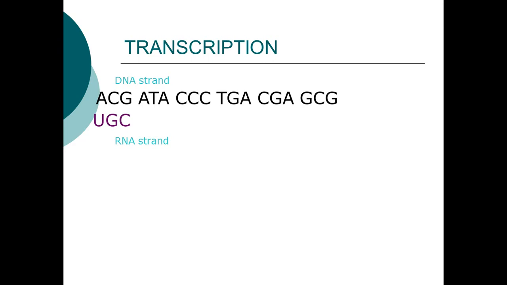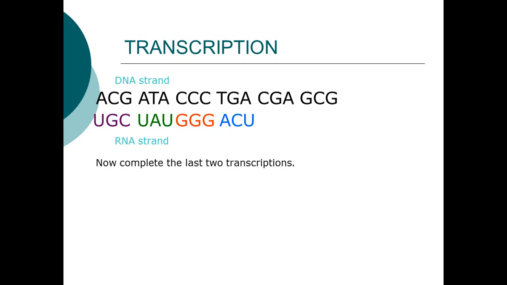In the next set of 3, ATA would become U, A, U. Next, CCC, that's fairly easy, becomes GGG. And TGA would become A, C, U. You, on your assignment, need to complete the last 2 transcriptions. What would the RNA look like if the DNA strand had CGA and then GCG?